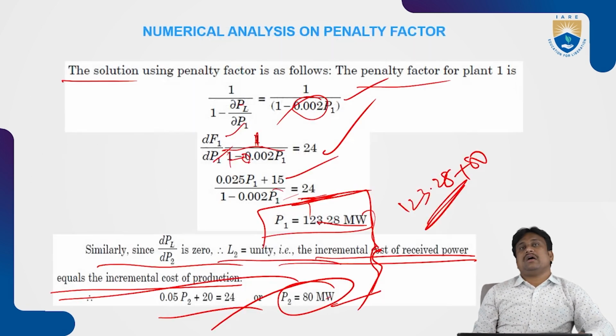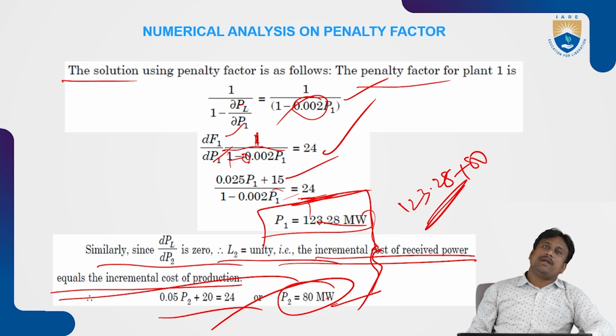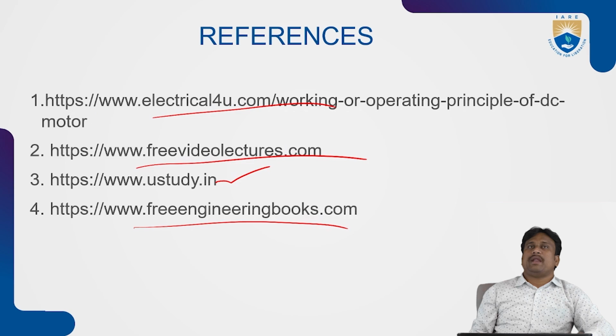So like that we can solve so many examples based on penalty factor, which gives us suitable solutions. The only condition that holds good for the penalty factor is 1 by 1 minus dou PL by dou P1. So here dou PL by dou P1 itself gives the penalty factor, whatever the condition may be. So the result may be the penalty factor for the given power system network with any number of buses. So that is the numerical analysis for penalty factor.